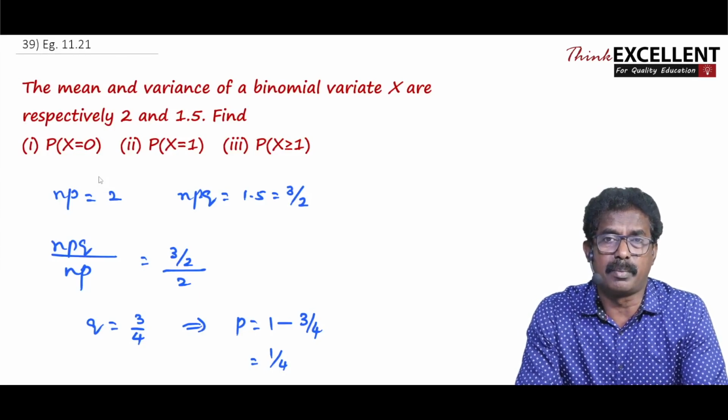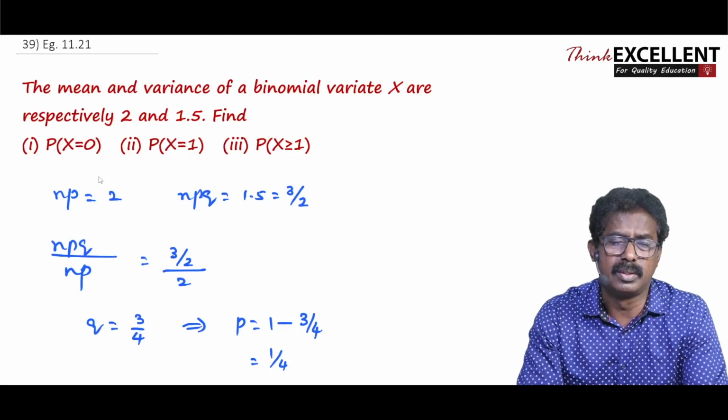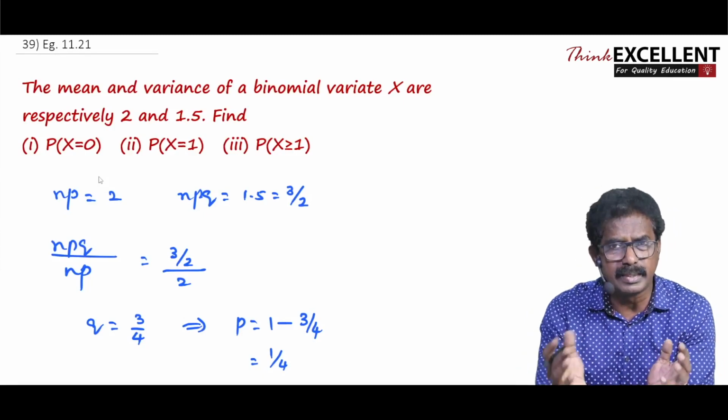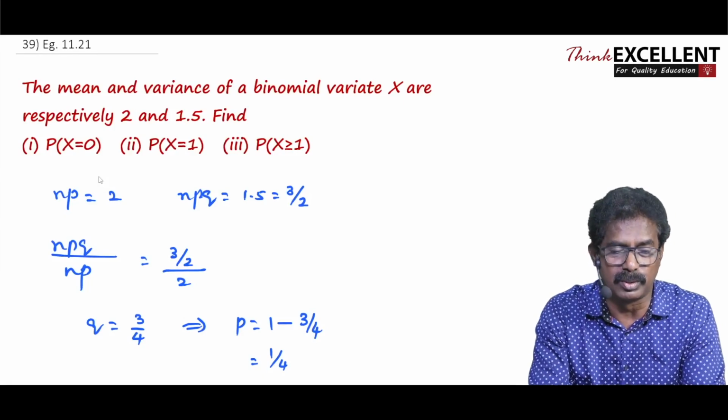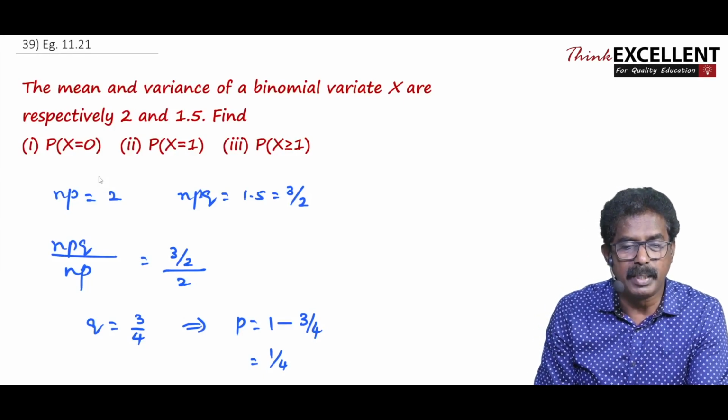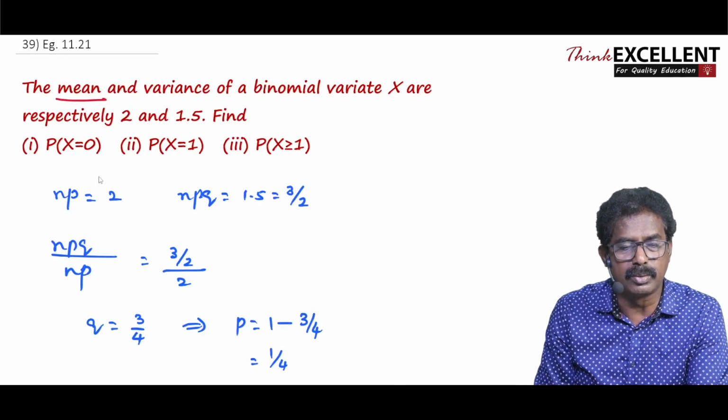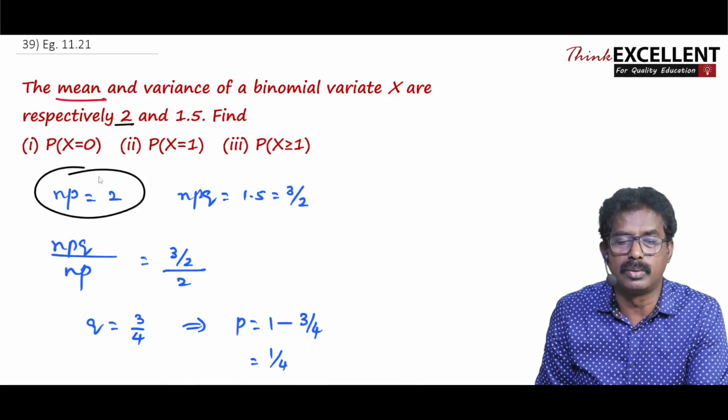No success means f of 0, one success f of 1, then at least, at most. So when you do this sum, the entire binomial distribution will be given. Listen. Mean equal to 2, meaning np is equal to 2.